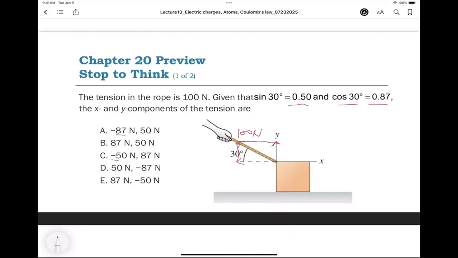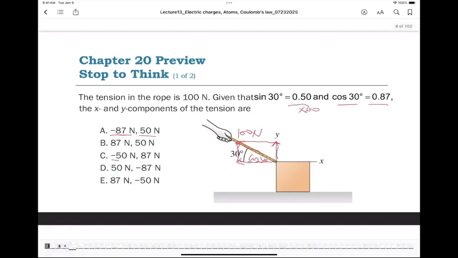And for the x, it is equal to cosine 30 degrees multiplied by 100. So for the x it should be negative 87, and for the y it should be positive, 0.5 multiplied by 100, like 50. So the answer should be A. Does it make sense to you?